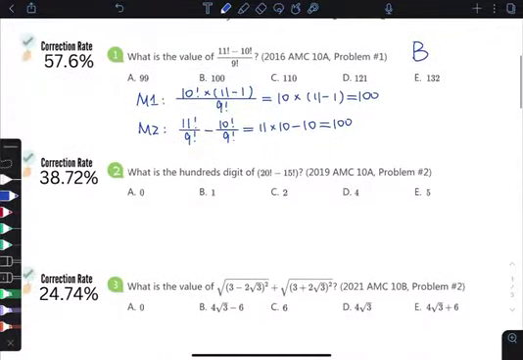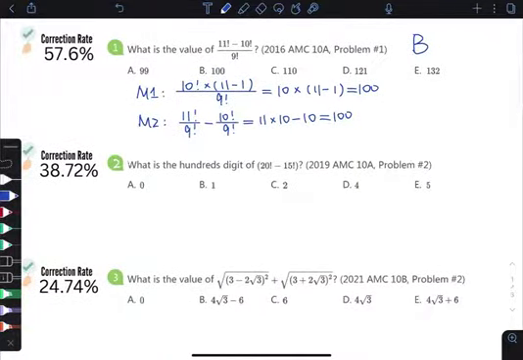Alright, and then the hardest question number 2. What is the hundredth digit of the factorial of 20 minus factorial of 15? Actually, when I first saw the question, I didn't have an explicit way. So I might think about what the unit digit of the subtraction is.